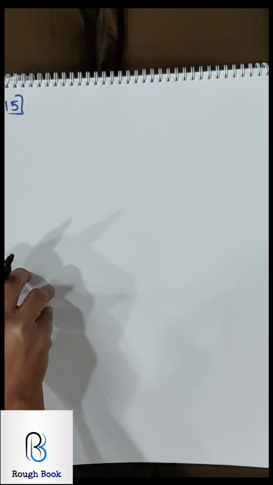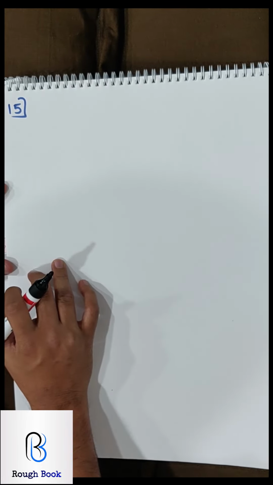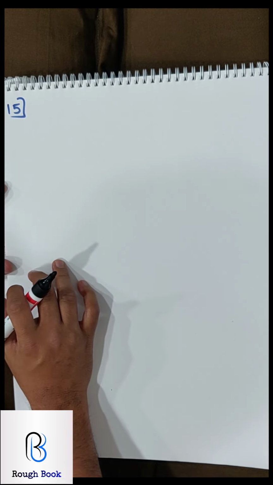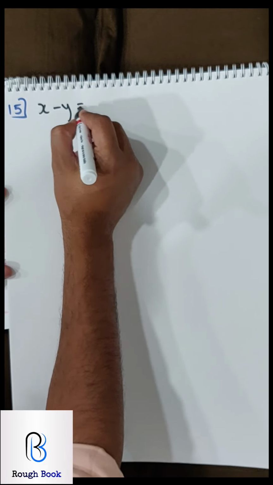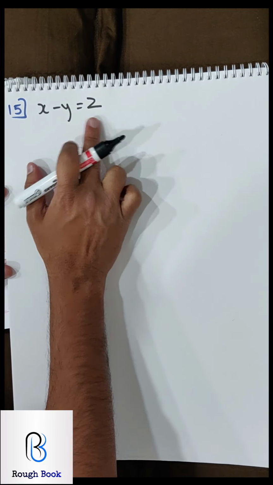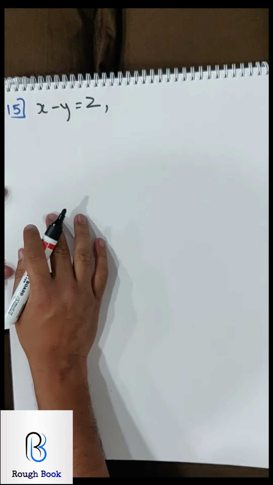Question number 15. I have not written it because it's a word problem, so I want you to read with me and then go ahead. So if your textbook is not ready, please open. Question number 15. The number x is 2 more than the number y. That means x is bigger. So if I subtract, x is 2 more than y, so x minus y is 2.